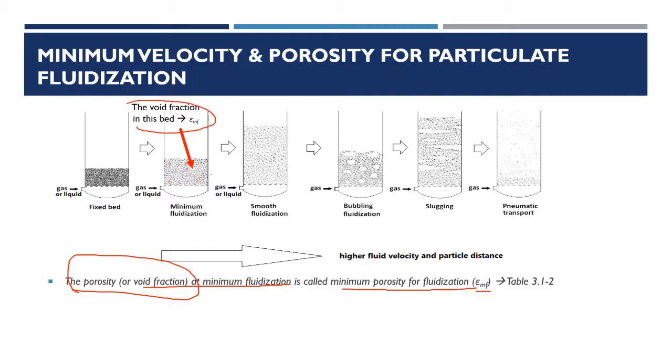So the empty spaces here at the minimum fluidization, we call epsilon MF. Okay. I hope you still remember the term because it's just yesterday, right? But if not, you can open the previous subchapter for fixed bed. We also know the epsilon.